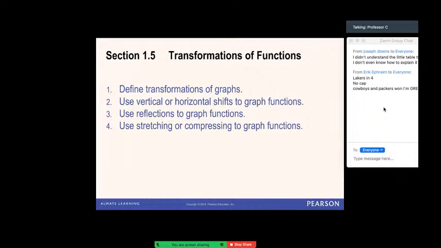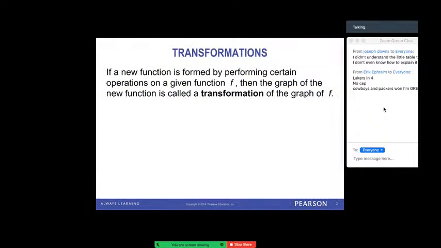So in this section, we want to take those basic functions that we were working through last time. I think we had the identity function, the squaring function, which is like a parabola, all those basic functions. And we want to take it a step further and look at transformations on these functions. A new function is formed by performing certain operations on a given function f. Then the graph of the new function is called the transformation of the graph of f.